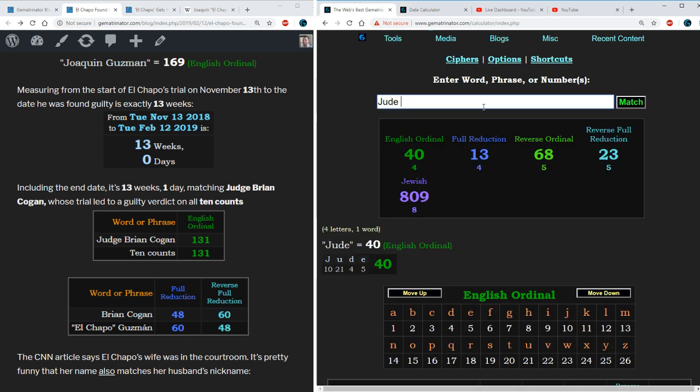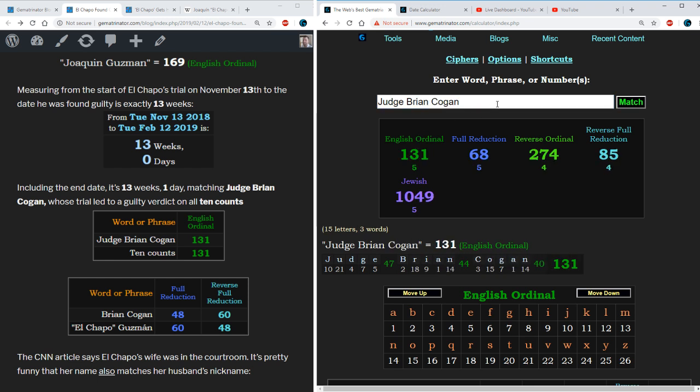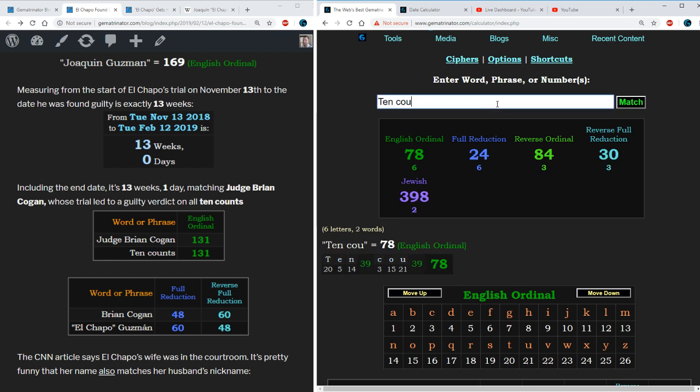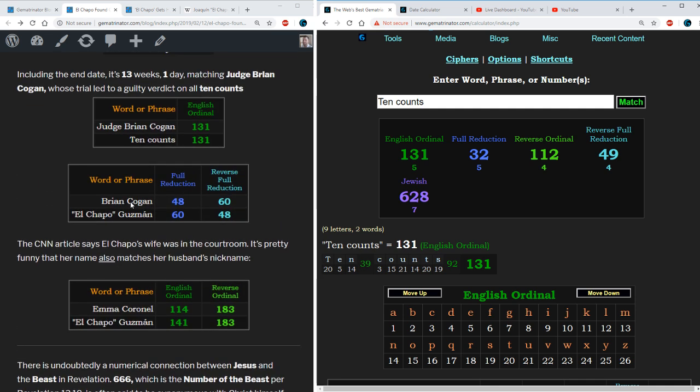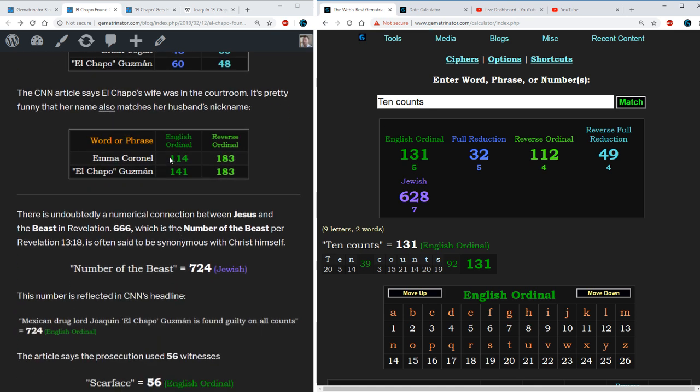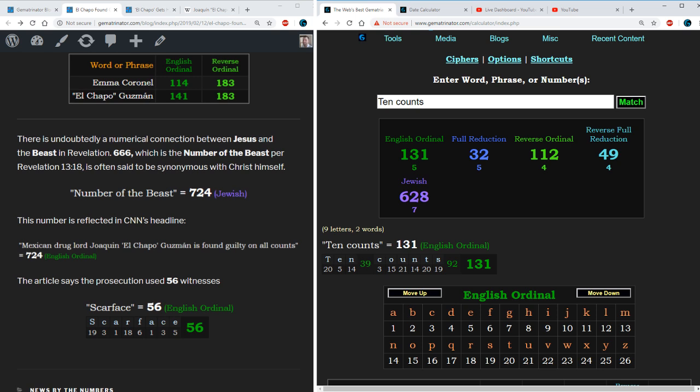The judge presiding over this trial was Judge Brian Cogan, whose name sums to 131, and his trial led to a guilty verdict on all 10 counts. 10 counts also summing to 131. Both the judge's name and the name of El Chapo's wife have matching numbers with El Chapo Guzman. So that's pretty interesting. Wanted to point that out.